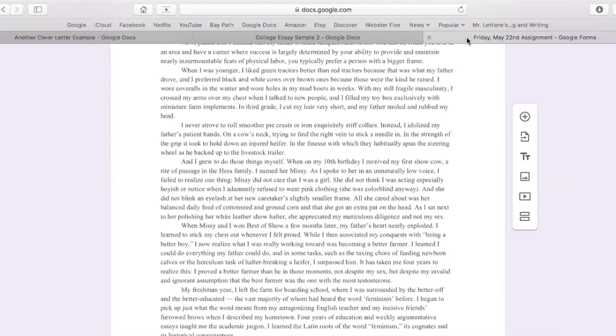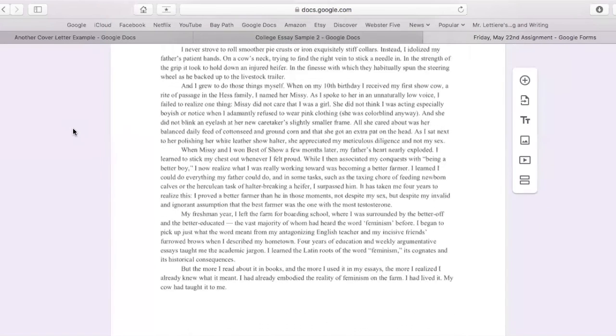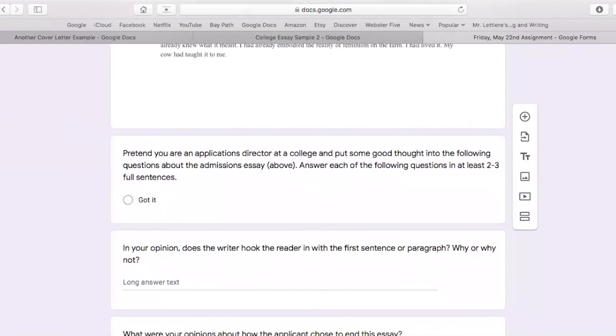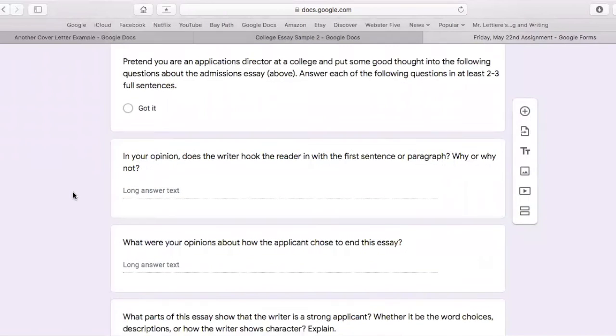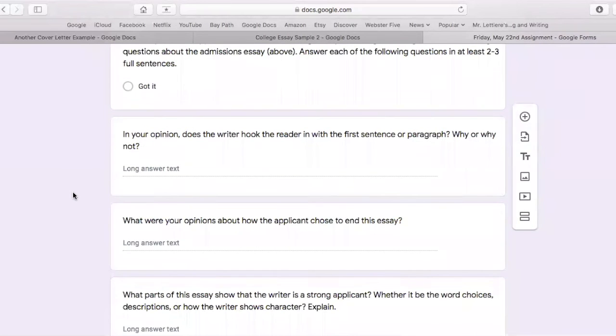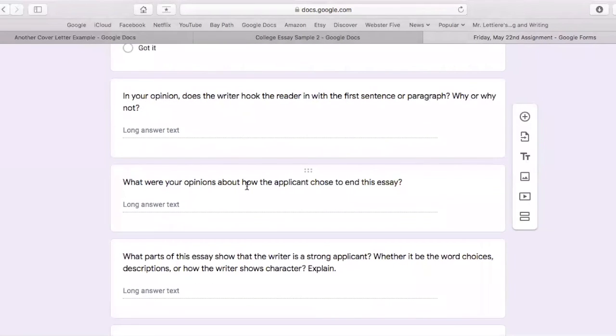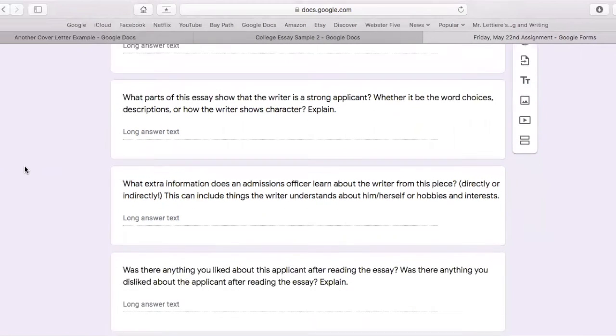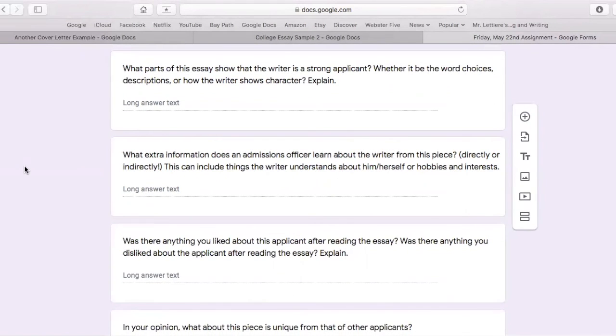So that's your college essay that you're going to answer some questions about if you choose to write the college essay. Pretend you're an applications director at a college, put some good thought into the following questions about the admissions essay, answer each about 2 to 3 sentences. In your opinion, does the writer hook the reader in with the first sentence or paragraph? Why or why not? What were your opinions on how the applicant chose to end this essay? What parts of this essay show that the writer is a strong applicant, whether it be word choices, descriptions, or how the writer shows character? Explain.